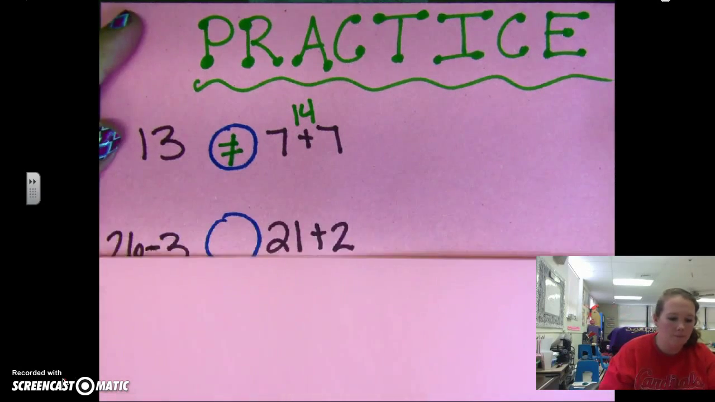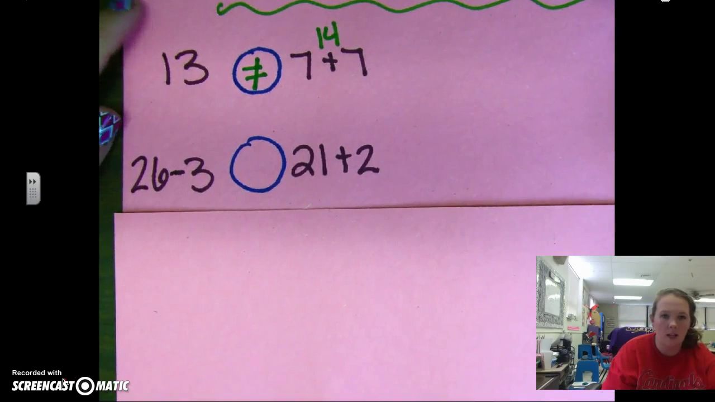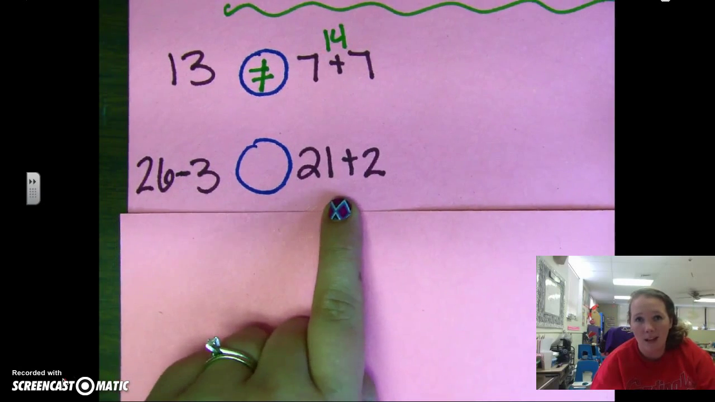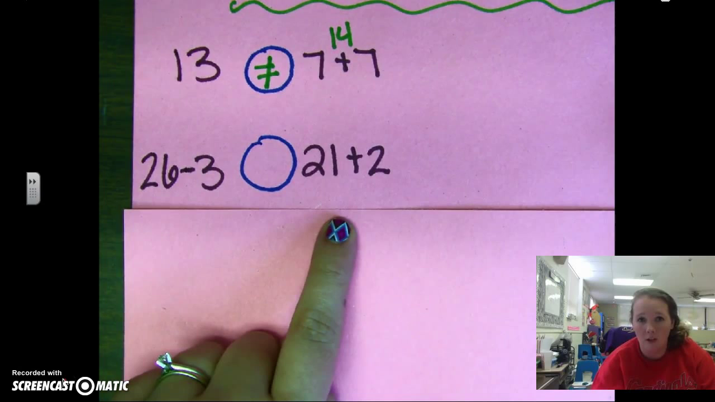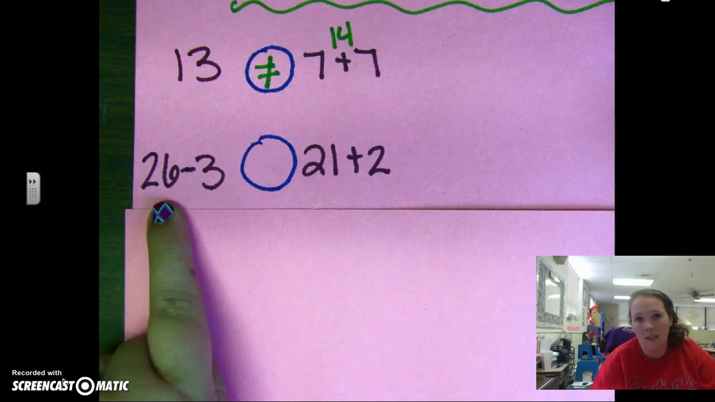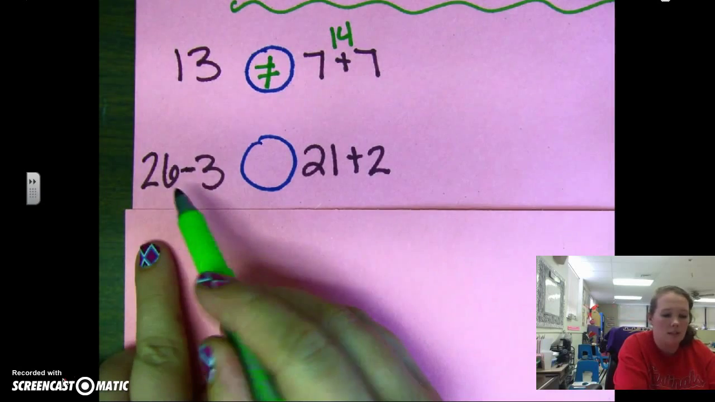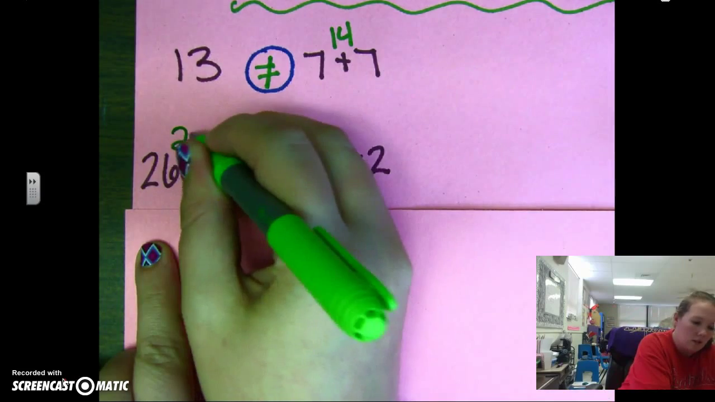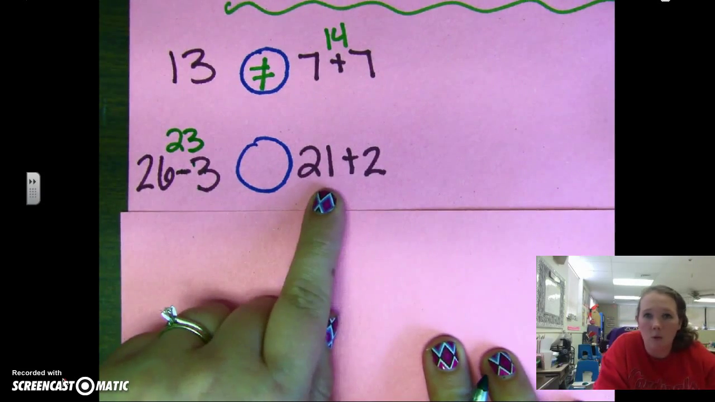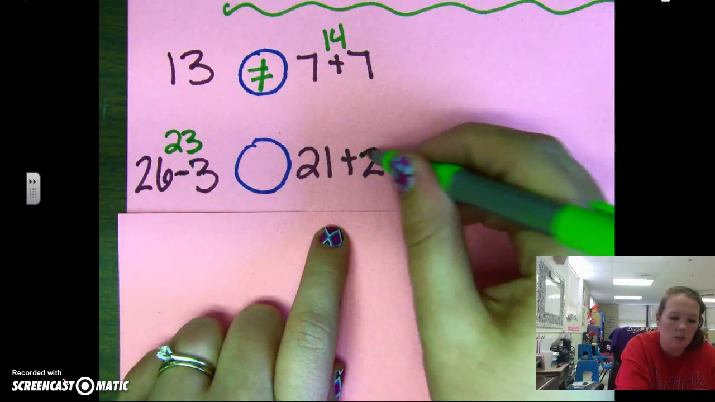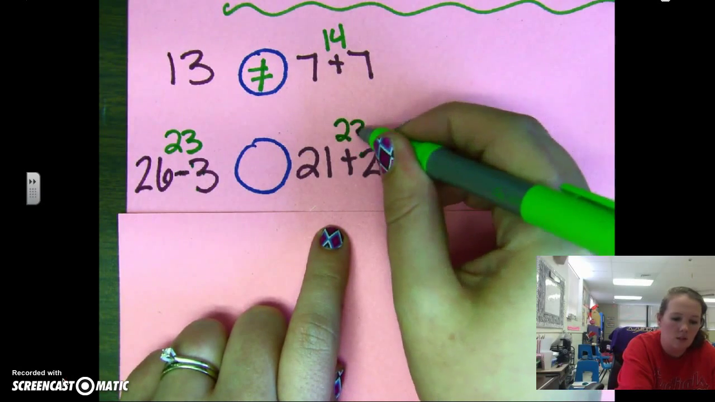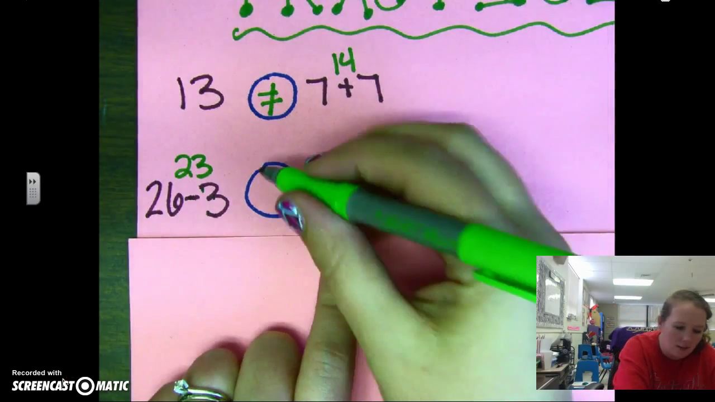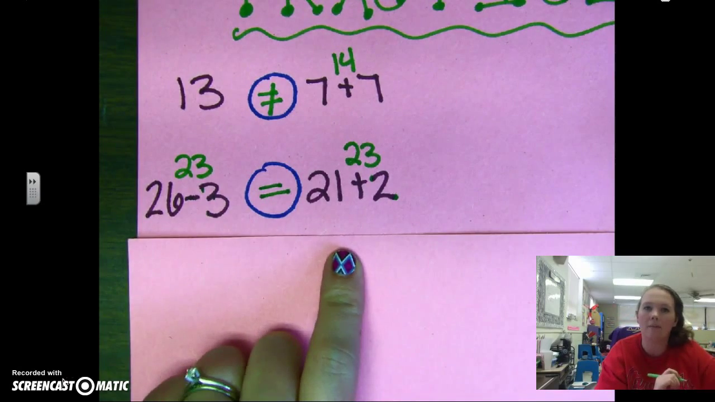Let's do another one like that. On this side, I have 26 minus 3, and on this side, I have 21 plus 2. I'm going to have to solve both sides before I can figure out if they're equal. So I'm going to start at 26 and count backwards by 3. 26, 25, 24, 23. I know this side is 23. And on this side, I have 21 plus 2. 21, 22, 23. So this side is 23. Is 23 equal to 23? Yes, they are exactly the same. So I put an equal sign.